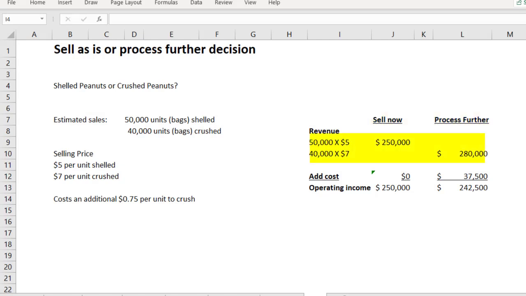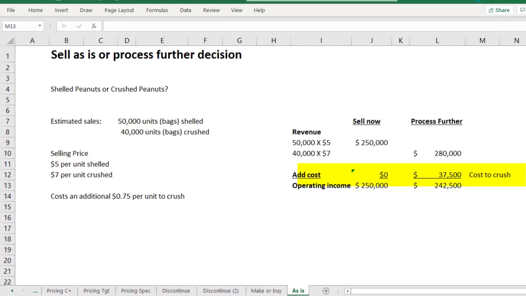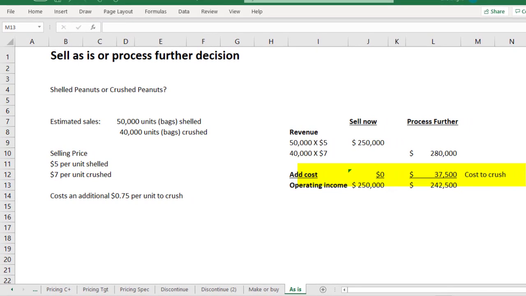The revenue that we would make if we sell them now is $250,000. The revenue that we would make if we sell them as crushed peanuts would be 40,000 bags at $7 each, or $280,000. We do have an added cost if we want to crush them, and that's 75 cents per unit. At 40,000 units, that's $37,500. So we just want to look at the impact to operating income. If we sell them now, we would bring in $250,000. If we process them further, $242,500. It seems that the cost to crush the peanuts is more than the additional revenue that we would make.